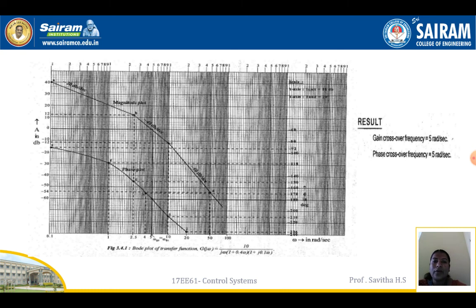So both the magnitude and the phase plots are drawn on the same semi-log sheet. From the graph, we can conclude that the gain crossover frequency is 5 radians per second and the phase crossover frequency is 5 radians per second.